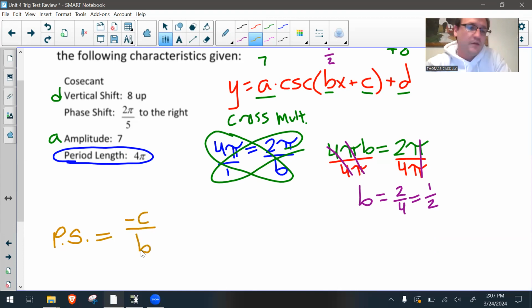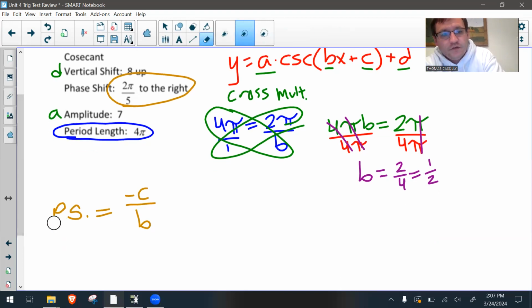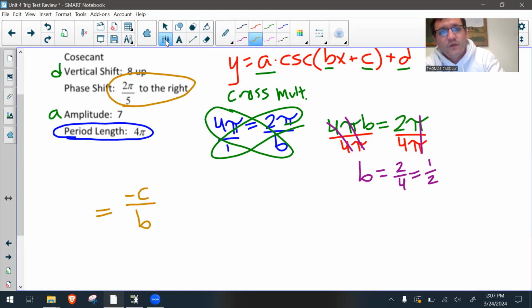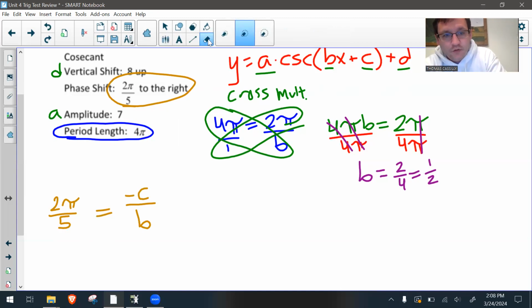We just found B. So we have a phase shift of pi/2, I'm sorry, 2 pi over 5, but it's going to the right. So what that means is our phase shift here, we're going to put positive 2 pi over 5. Remember, to the right means positive. But when you look at the equation, if you see a minus sign, that means move it to the right. So it's kind of the opposite. I'll explain that here in a second. We know the B value. I'm going to erase B, and I'm going to actually put a 1/2 here.